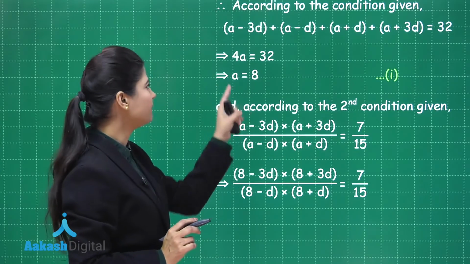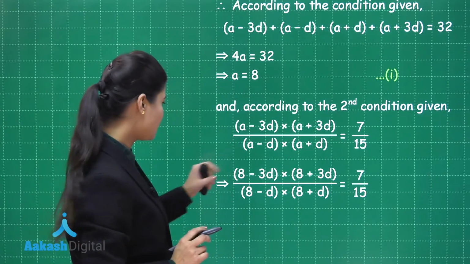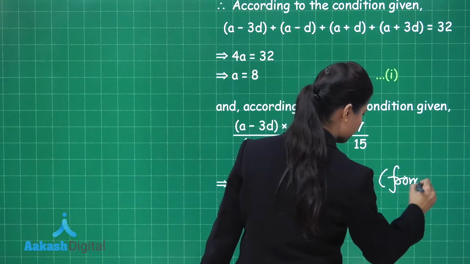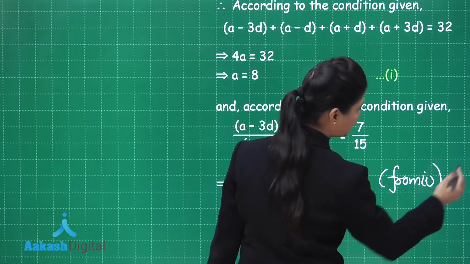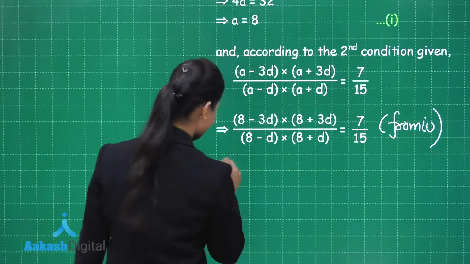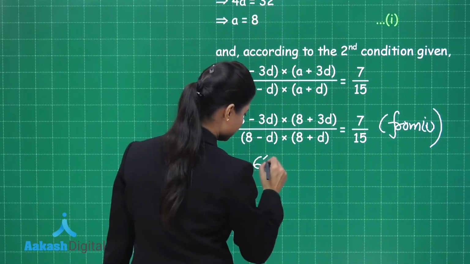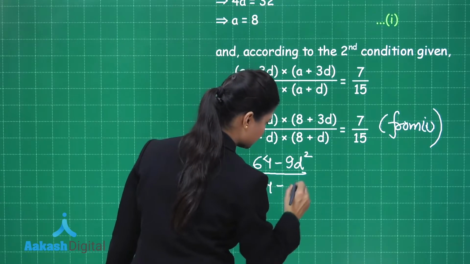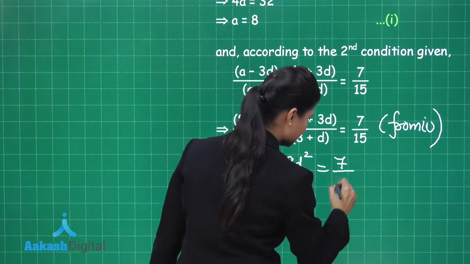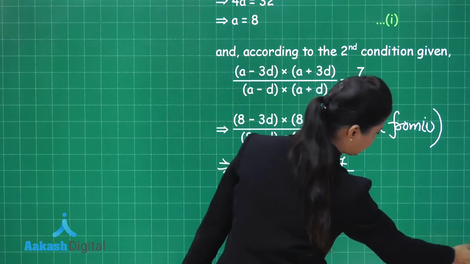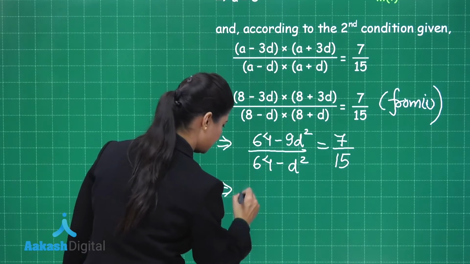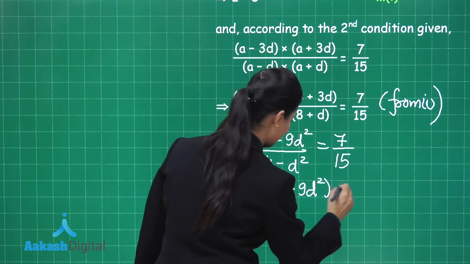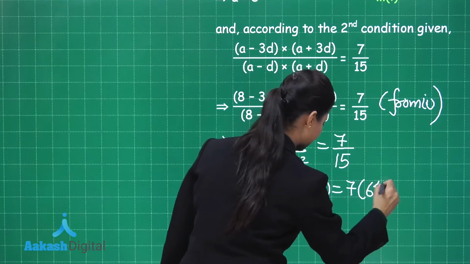So as you have already figured out the value of A as 8, we are substituting this with the help of equation number 1. A is equal to 8. On substituting this, we are able to generate this equation as (64 minus 9D square) upon (64 minus D square) equal to 7/15. So further I need to cross multiply this, which gives me 15 into (64 minus 9D square) equal to 7 into (64 minus D square).